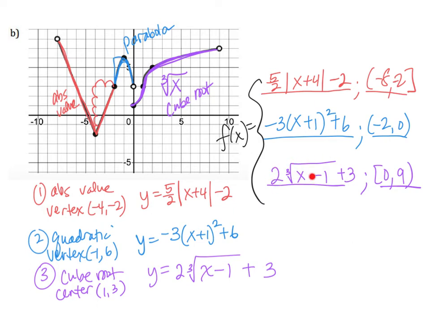Then I have my cube root of moving to the right 1, so -1, and then up 3. And then it's inclusive of the 0 because I have a closed circle and an open circle over here, so it's exclusive of the 9. That's it. Again, if you have questions, make sure you ask your teacher or seek someone else, a friend or a parent, to get your questions answered.